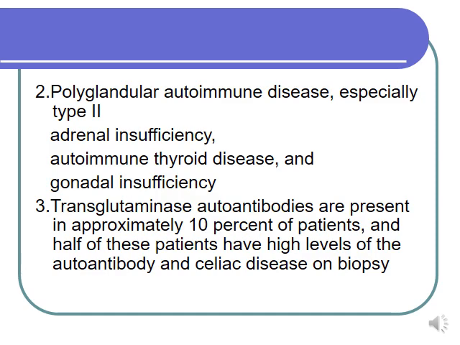Then polyglandular autoimmune disease, especially type 2, which consists of adrenal insufficiency, autoimmune thyroid disease, and gonadal insufficiency along with type 1 diabetes. And third, the transglutaminase autoantibodies are present in approximately 10% of patients, and half of these patients have high levels of autoantibody and celiac disease on biopsy.